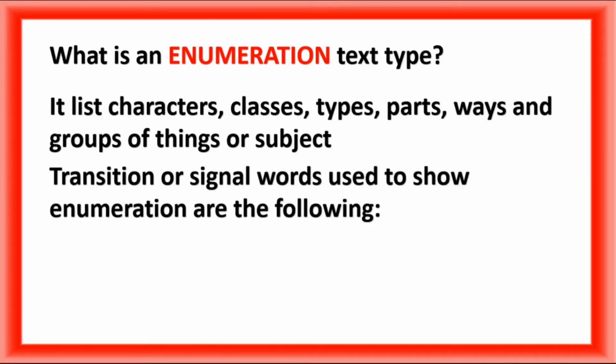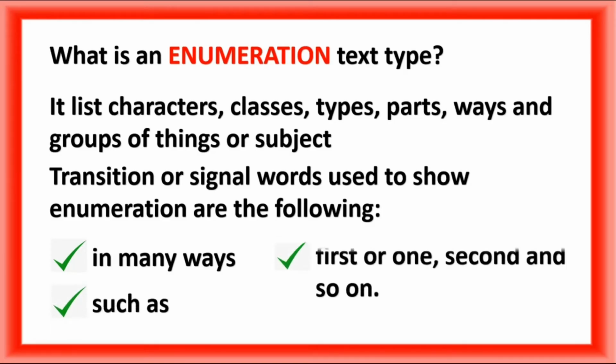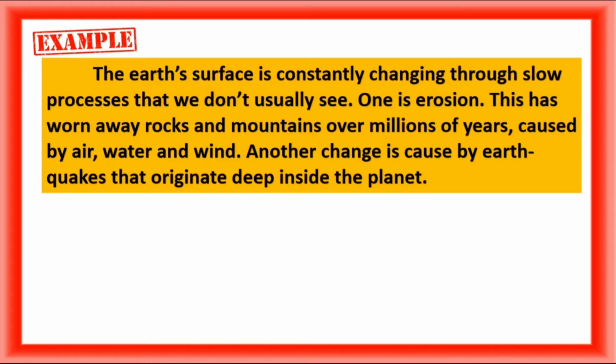Transition or signal words used to show enumeration are the following: in many ways, such as first or one, second, and so on. Example: the Earth's surface is constantly changing through slow processes that we don't usually see. One is erosion. This has worn away rocks and mountains over millions of years, caused by air, water, and wind.